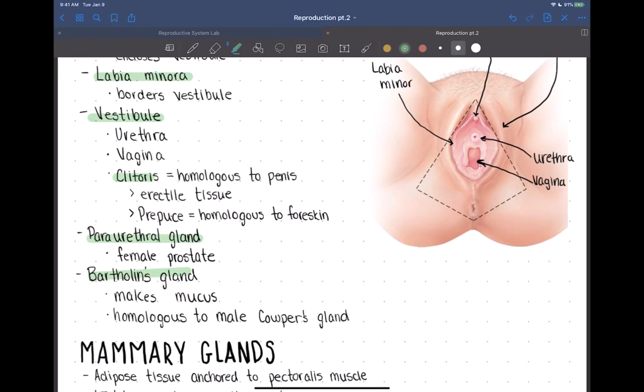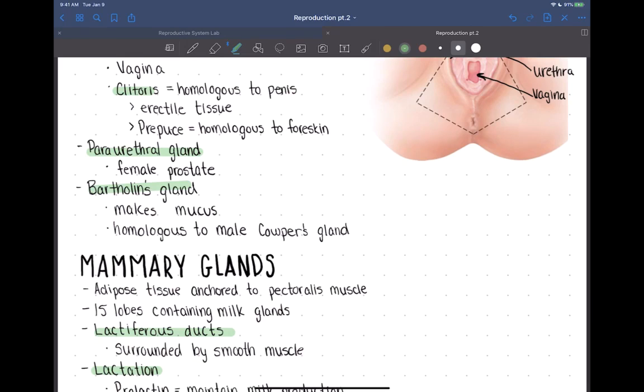All right. And so then there are a couple glands associated with the external genitalia. So we have the paraurethral gland. This is kind of the female version of the prostate. It secretes during intercourse, and so it is also responsible for female ejaculation, which is possible.